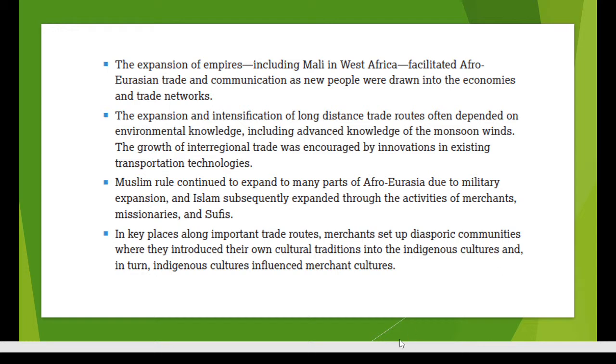Some new key concepts here. There's your Mali. We do see the expansion of states in West Africa, which is largely being driven by the Trans Saharan trade. And they are then incorporating new people into this regional economy. You also have the intensification of trade because of knowledge of the monsoon winds. You should be able to identify monsoon winds on a map.